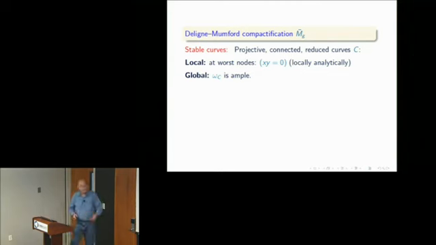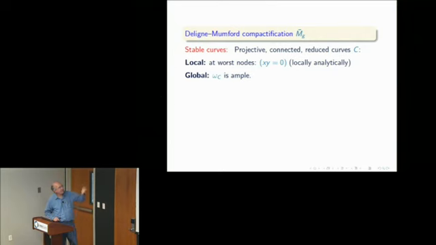Now one can generalize this and go to arbitrary genus g. We would like the interior of this space to parameterize smooth projective curves of genus g, but in the limit we allow some reducible curves, and they will also be singular. These will be the stable curves. These will be projective, connected, and reduced curves. I think these are the obvious conditions.